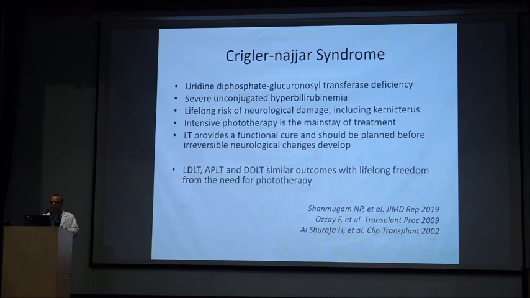available. Crigler-Najjar syndrome, again uridine diphosphate glucuronosyltransferase deficiency: severe unconjugated hyperbilirubinemia with neurological damage and kernicterus. Intensive phototherapy almost 24 hours per day is the mainstay of treatment. LT provides a functional cure and should be planned before irreversible neurological changes develop. All of LDLT, auxiliary liver transplant, and DDLT have shown good outcomes and lifelong freedom from the need for phototherapy.